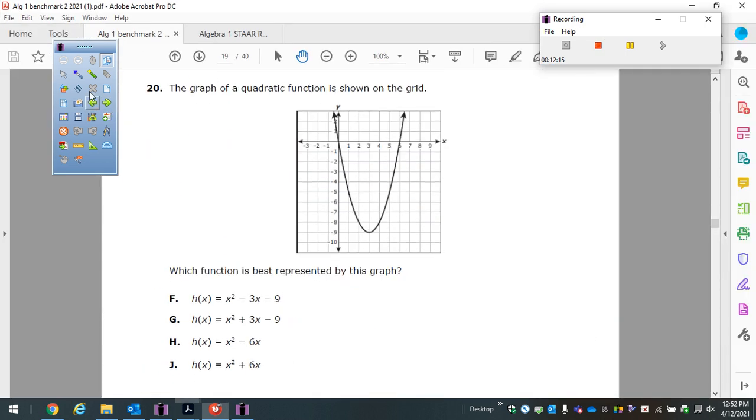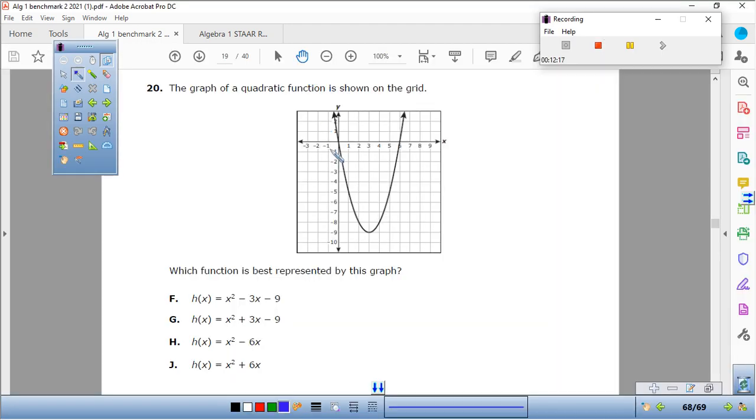I don't know what to tell you on this one. This one's kind of easy, not too bad. I'll tell you this much. Do you see how this is my y-intercept right there of 0? See that plus 0, plus 0? These two have a -9, so that's not it.